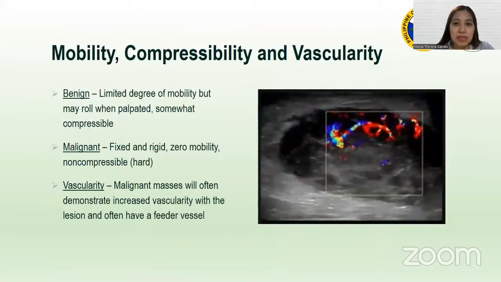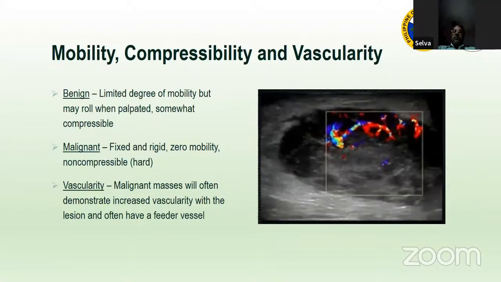Mobility, compressibility, and vascularity. Benign: limited degree of mobility but may roll when palpated, somewhat compressible. Malignant: fixed and rigid, zero mobility, non-compressible, or hard. Vascularity: malignant masses will often demonstrate increased vascularity within the lesion and often have a feeder vessel.